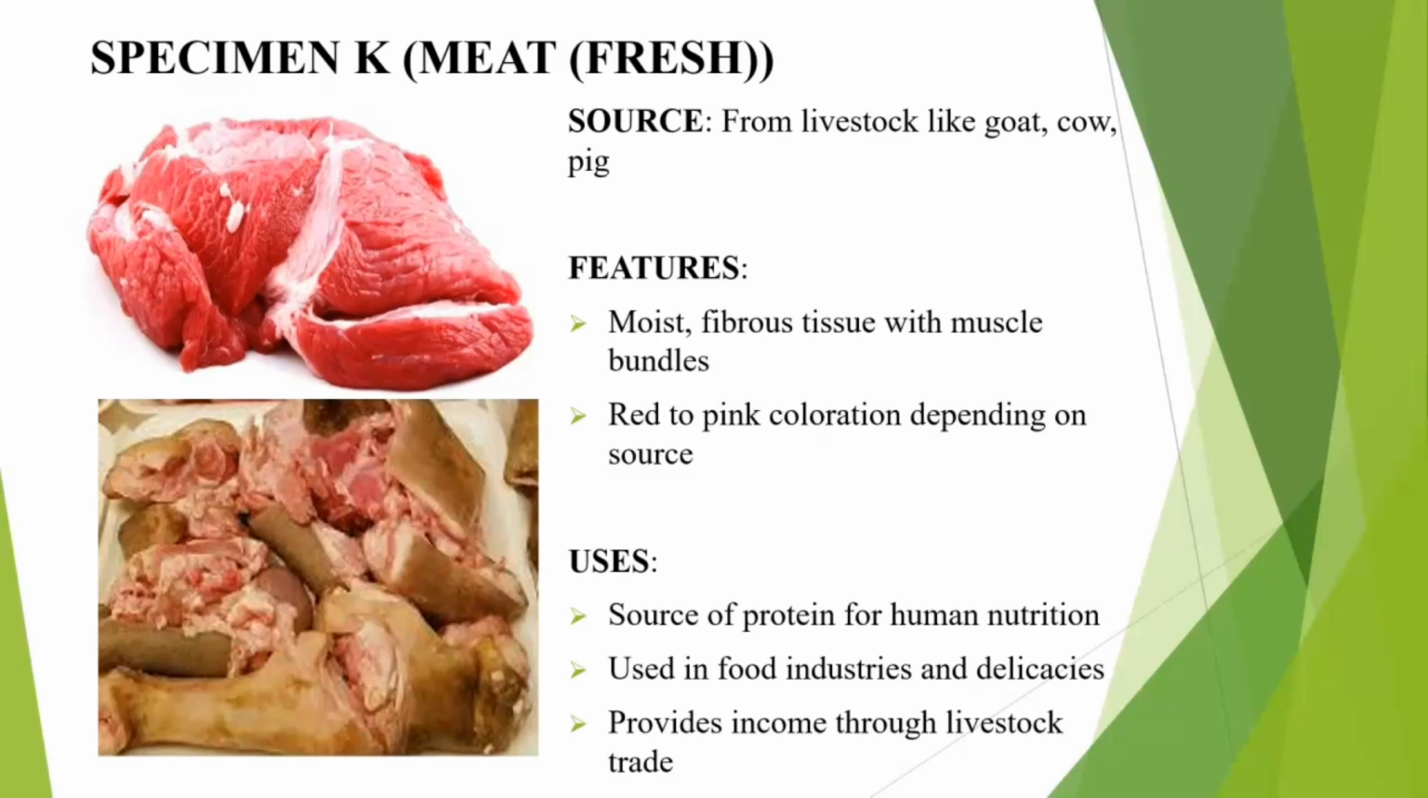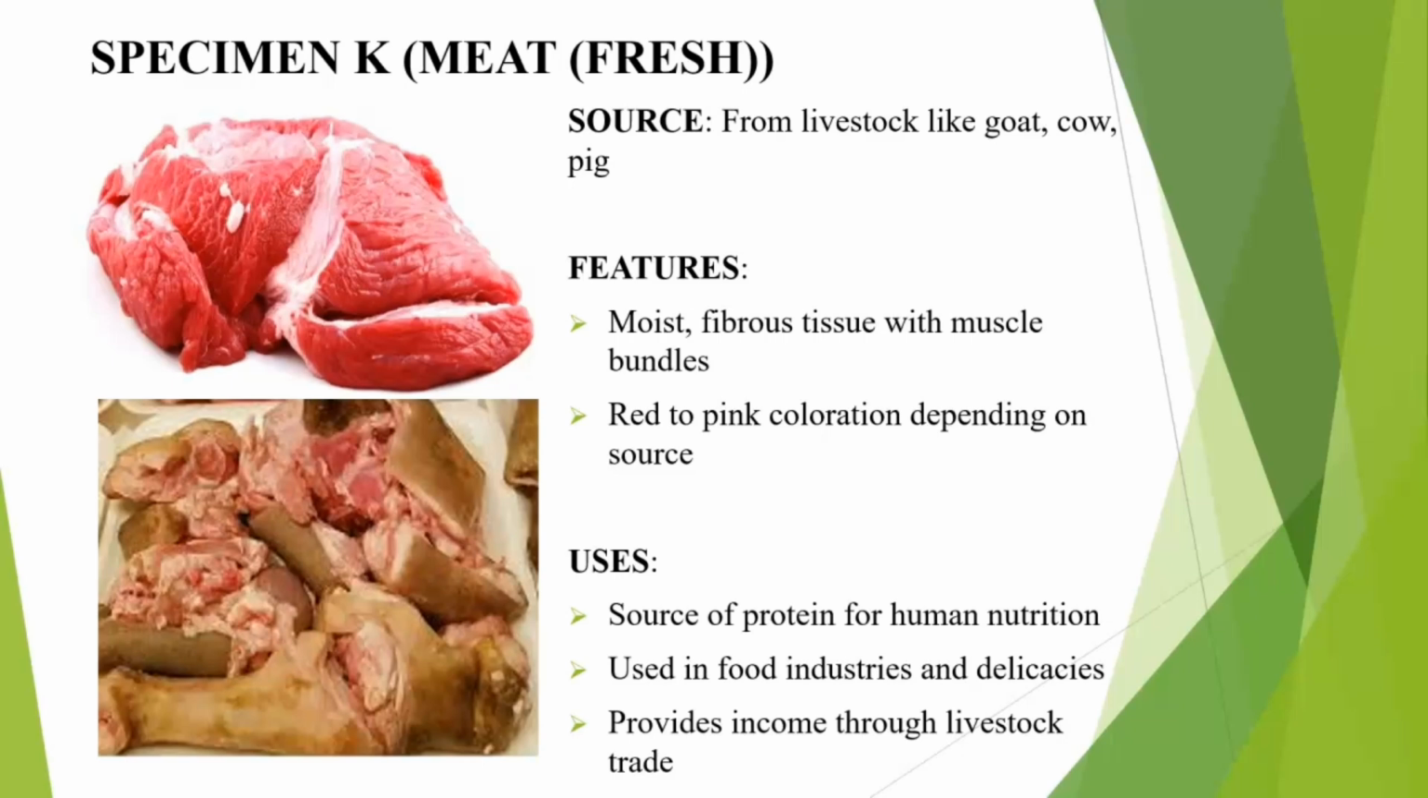Lastly is Specimen K. They could ask you to identify. When you are told to identify, it's best you write fresh meat, because they clearly specified for your school to provide fresh meat, not cooked or grilled meat. So your answer should be fresh meat and not just meat. Then for the source of meat, where can you get it? You can get it from livestock like goat, cow, or pig.